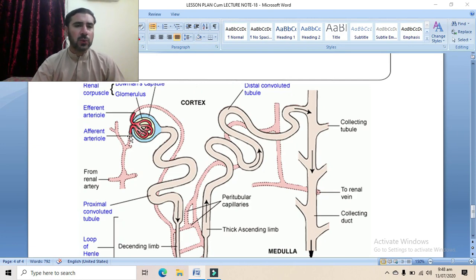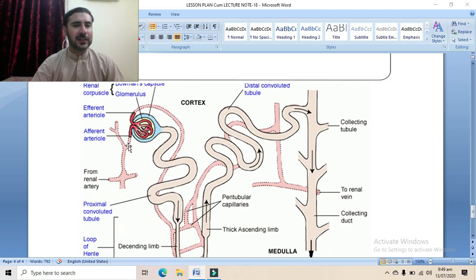Now there are two reasons how the high pressure is created. First, the heart which pumps the blood, from there the pressure is created. Due to the contraction of the heart, the blood is pushed inside the arteries. And remember and recall that the renal artery enters into the kidney.